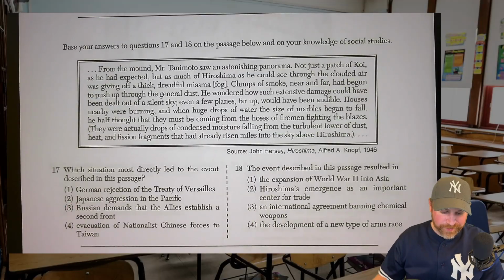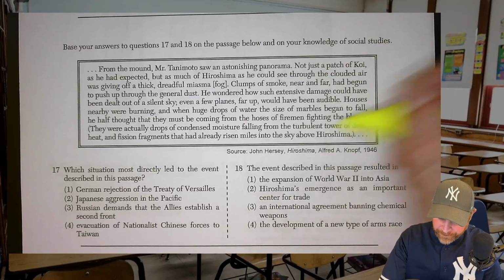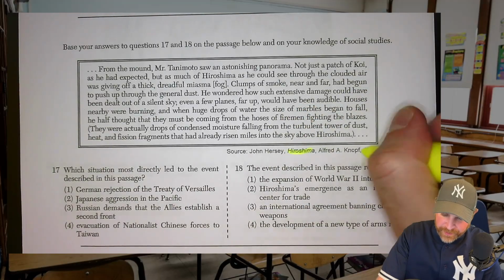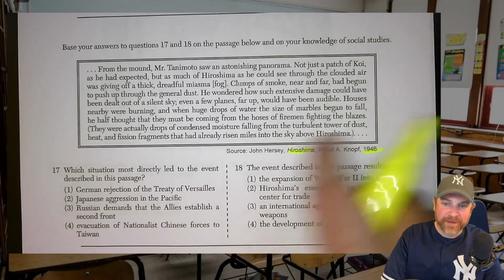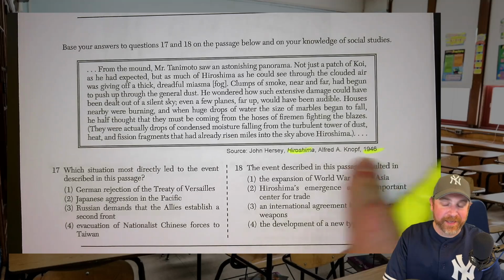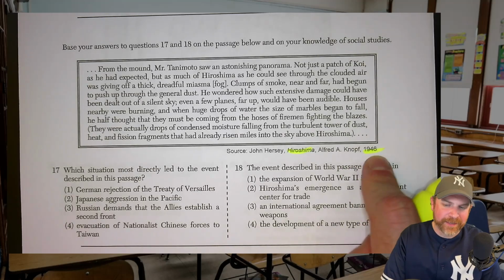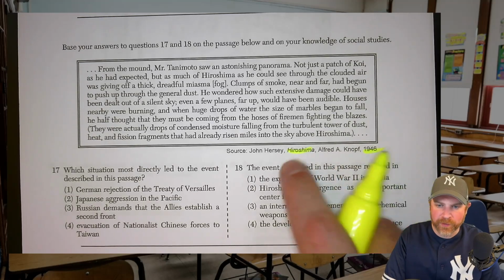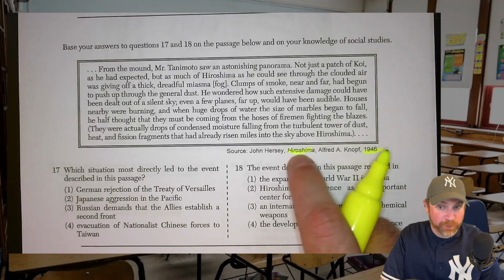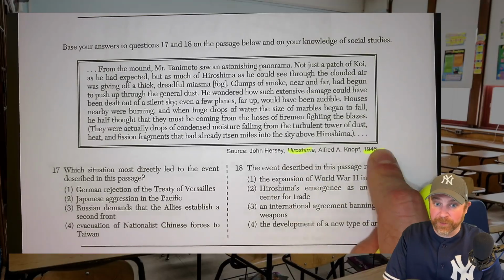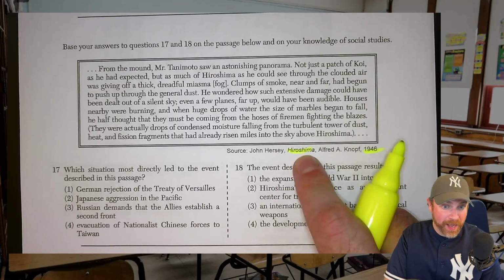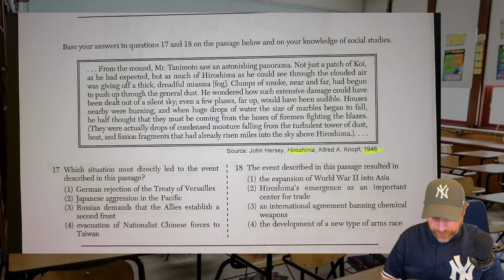Okay, so questions 17 and 18 correspond with the source, titled Hiroshima, and it was published in 1946, right? So when I see Hiroshima 1946, it's like World War II times, right? 1946 is when World War II was already over, but I'm sure the people of Hiroshima were still feeling the effects of World War II, right? Because they got hit with the atomic bomb. Let's take a look at the source together.